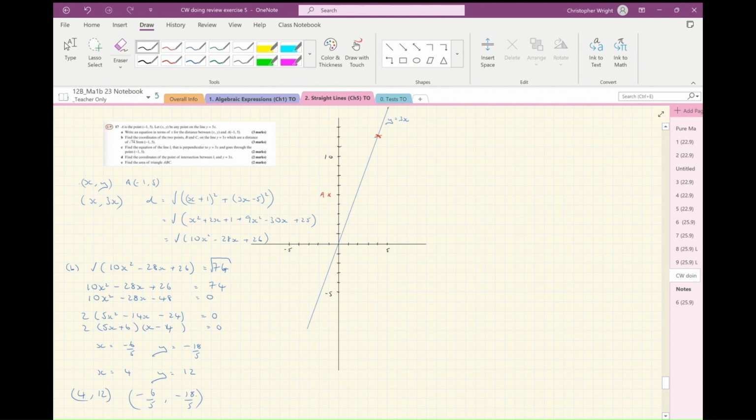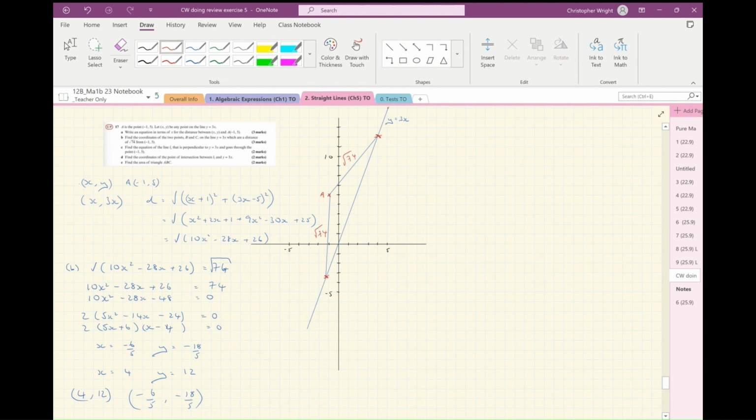4, 12, and the point minus 6 fifths and minus 18 fifths is going to be about here. So those 2 points are the required distance from A. So these 2 lines which I'm drawing now both have a length of root 74. Okay, nice isosceles triangle there.